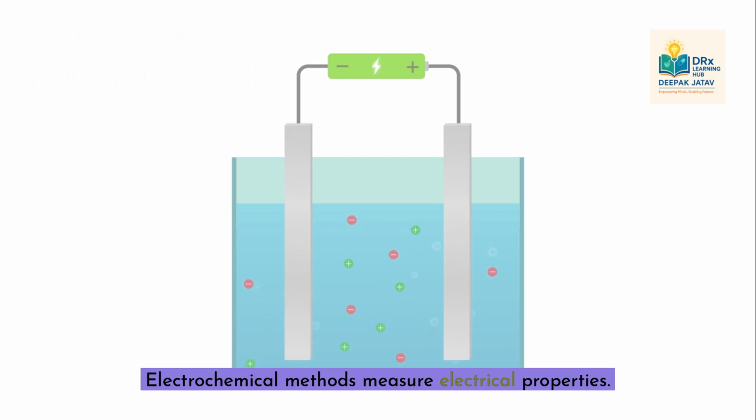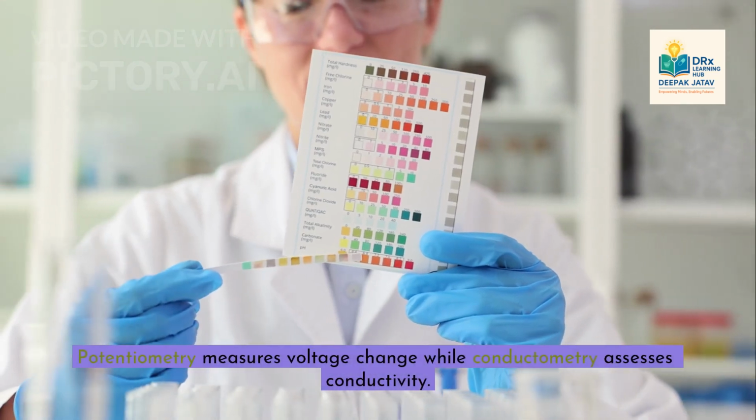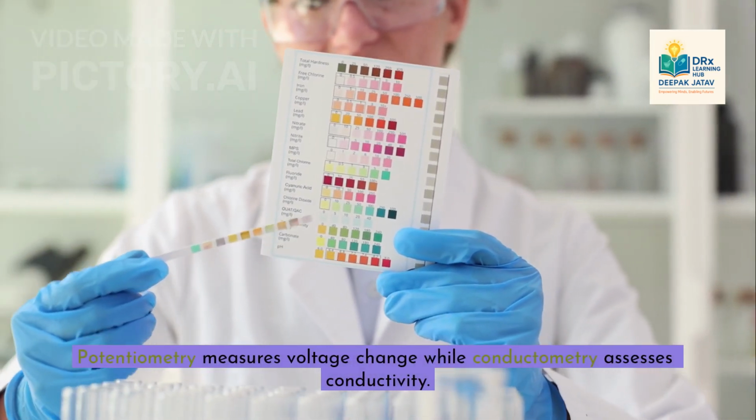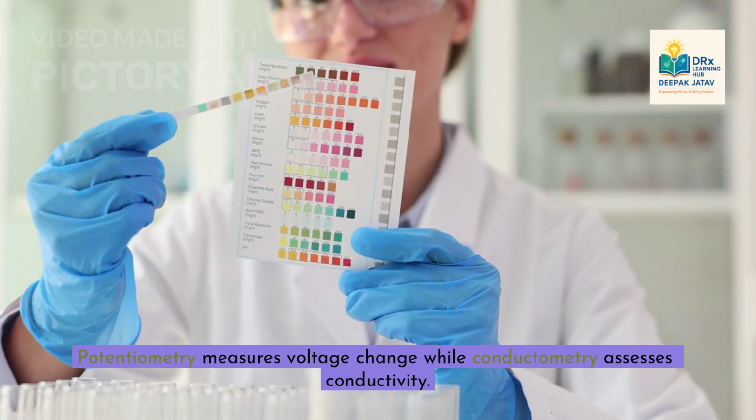Electrochemical methods measure electrical properties. Potentiometry measures voltage change while conductometry assesses conductivity.